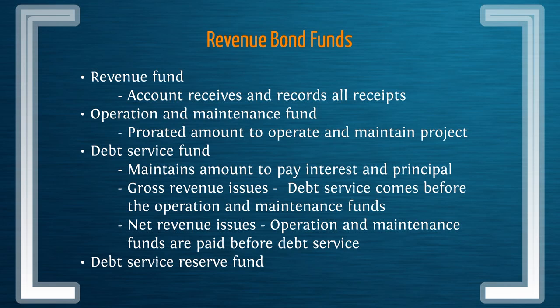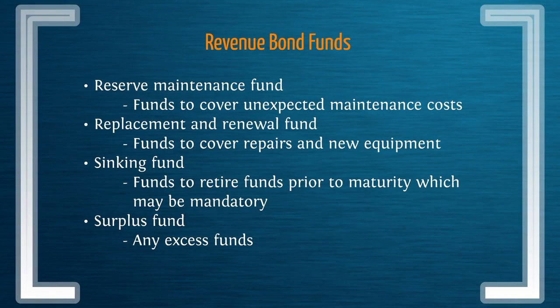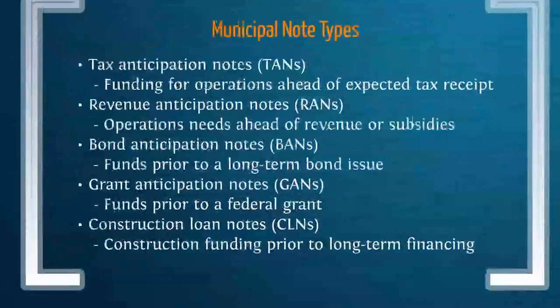Now, a revenue bond fund is an account that receives and records all the receipts coming from a project. And we saw that there's operation and maintenance funds, which are set aside to maintain the good working order of the project, the debt service fund, and a debt service reserve fund as well. In addition, we have a reserve maintenance fund, replacement funds, a sinking fund, which may be required as one of the covenants, and a certain surplus fund if there's any excesses after all the other obligations have been made.